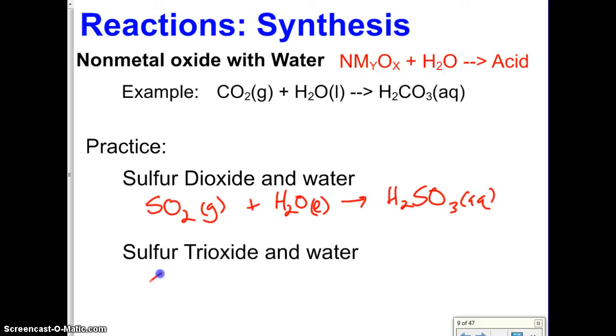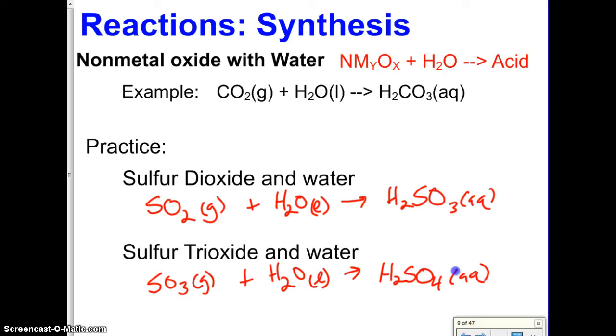Okay, same thing down here, sulfur trioxide. Again, probably a gas. H2O is a liquid. Okay, again, if I add this up, 2 hydrogens, 1 sulfur, and 3 plus 1, 4 oxygens, H2SO4, and again, aqueous. Now, our nitric acid doesn't work quite as nicely. We can look at one of the nitric or nitrous acids tomorrow in class. But that's the basic gist of a nonmetal oxide with water.